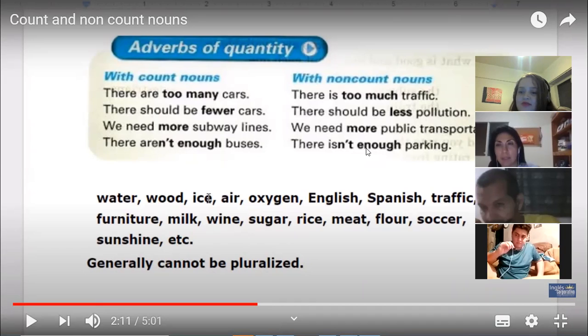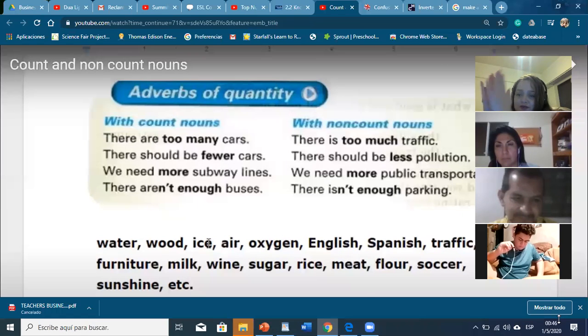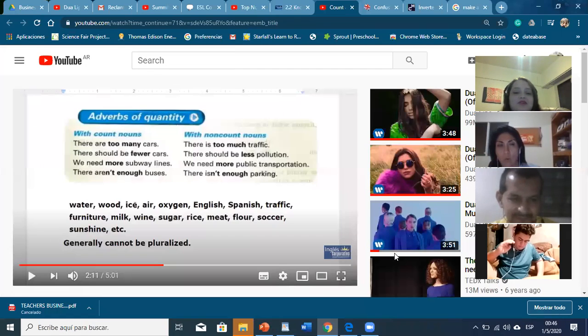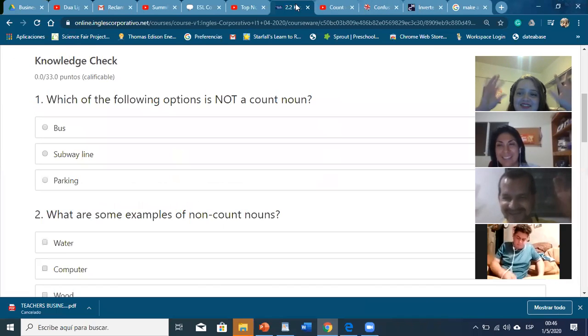There isn't enough medicine to assist with COVID-19. Great. There isn't enough medicine. You did an excellent job. Applause for everyone. Good, good, good. Right, exactly like this.